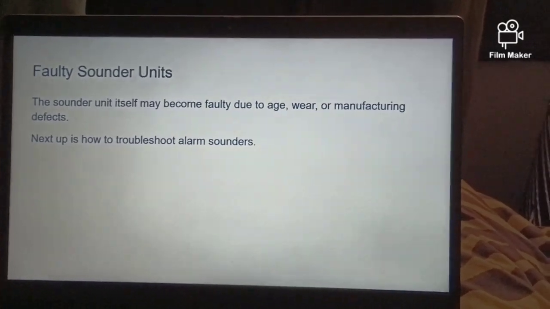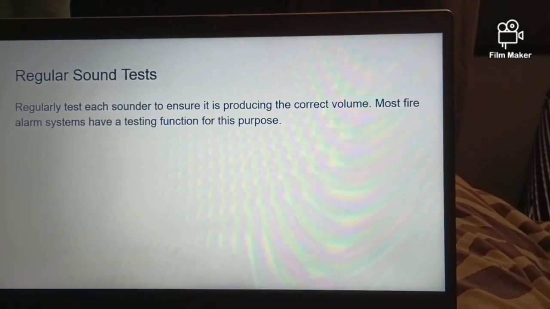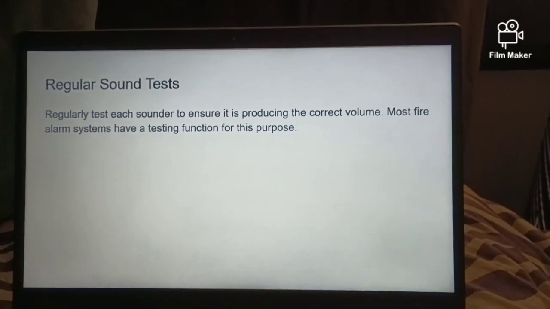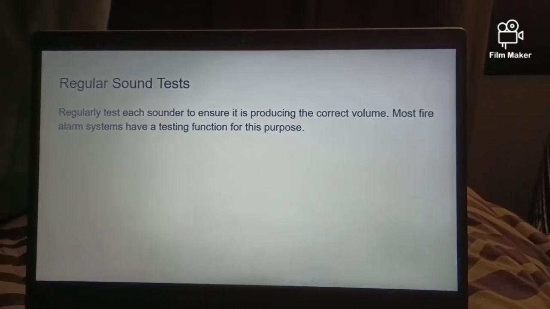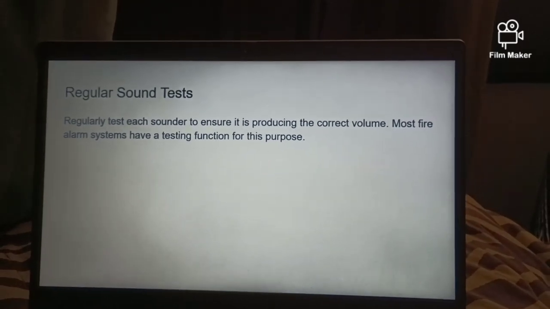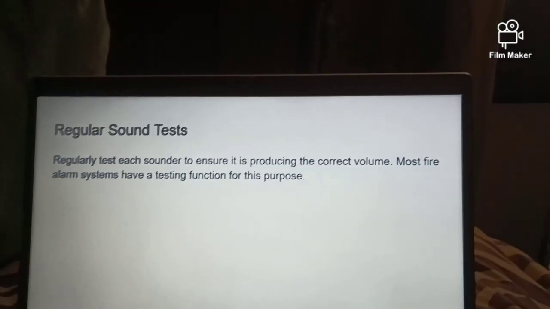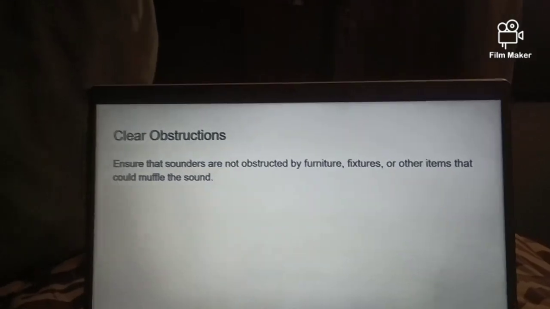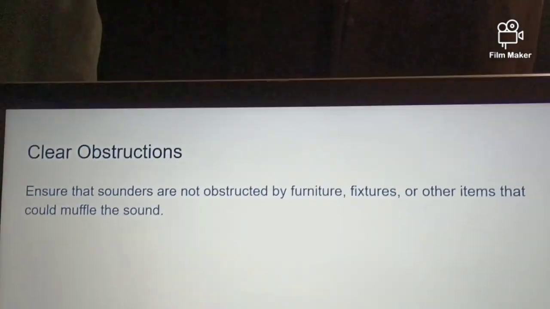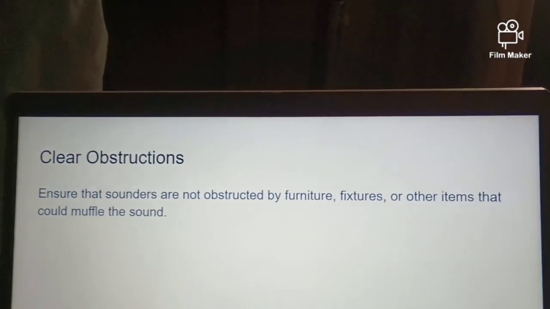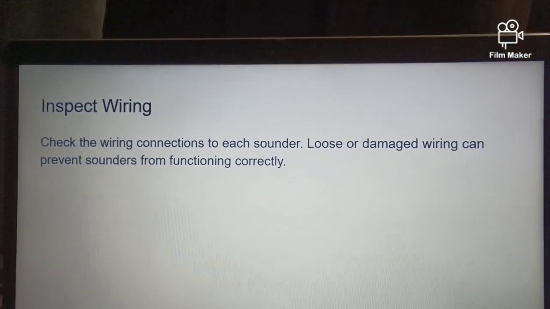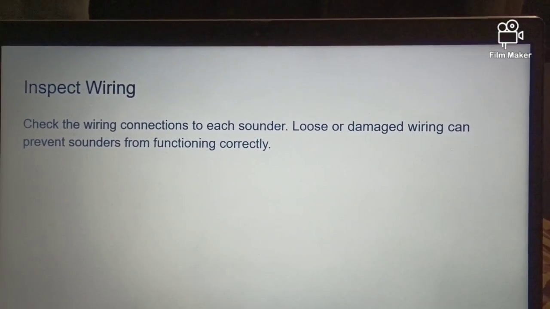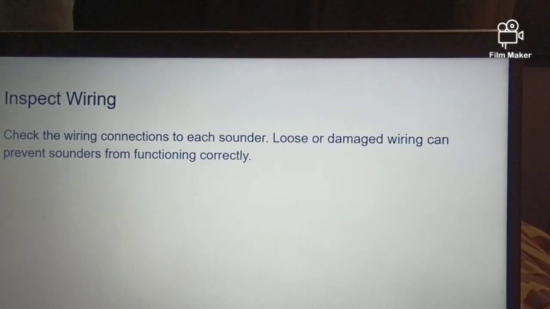Next up is how to troubleshoot alarm sounders. Regular sound test. Regularly test each sounder to ensure it is producing the correct volume. Most fire alarm systems have a testing function for this purpose. Clear obstructions. Ensure that sounders are not obstructed by furniture, fixtures, or any other items that could muffle the sound. Inspect wiring. Check the wiring connections to each sounder. Loose or damaged wiring can prevent sounders from functioning correctly.